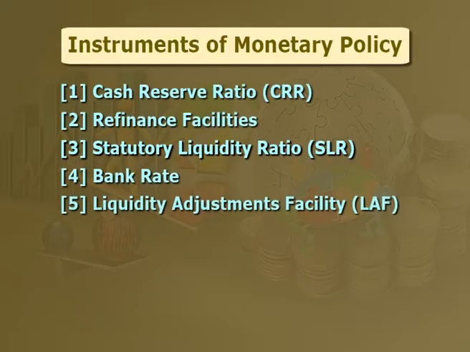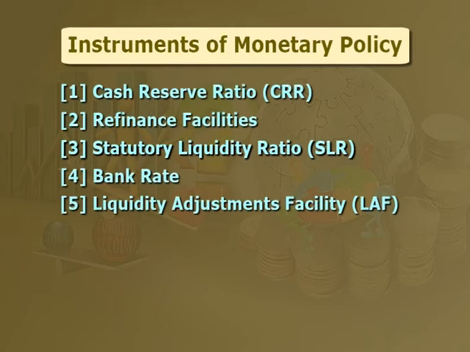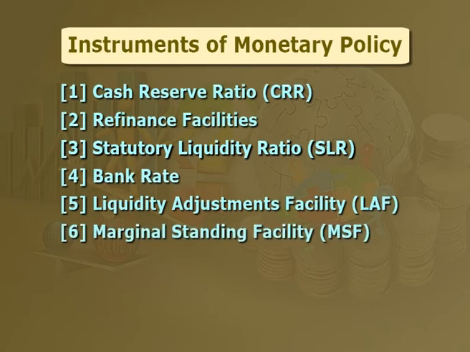Number 5, Liquidity Adjustment Facility, also known as LAF. It's a monetary policy tool which allows banks to borrow money through repurchase agreements and adjust the day-to-day mismatches in liquidity. Number 6, Marginal Standing Facility, also known as MSF. It is a window for banks to borrow from the RBI in an emergency situation when interbank liquidity dries up completely.